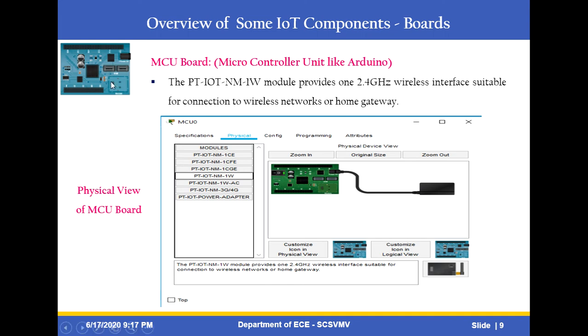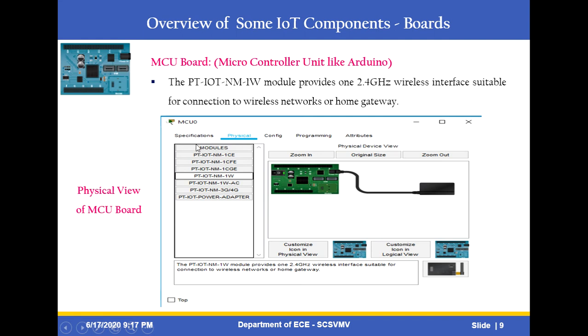Here, this is an MCU board in my Cisco Packet Tracer software. The PT-IoT-NM-1W model is a wireless model. This is a wireless model, which provides a 2.4 gigahertz wireless interface suitable for connection to wireless networks or home gateway. When you double click on the MCU, we can get this type of tab menu. Here, there are some options available: the specification tab, physical tab, configuration tab, and programming and attributes tabs.